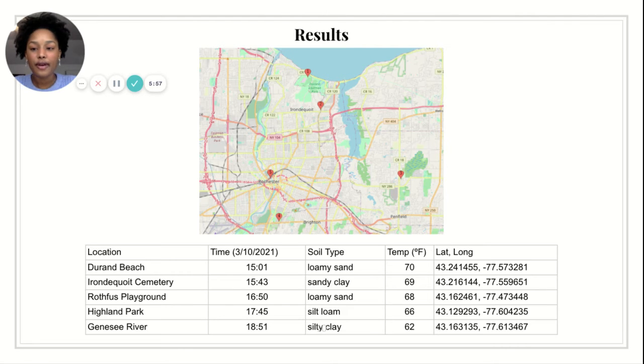This map shows the 5 locations that I took samples. Number 1 being Durand Beach, 2 being Arundequoit Cemetery, 3 being Loftus Playground, 4 being Highland Park, and 5 being Genesee River. The table at the bottom displays the information that I took after sampling at each location.